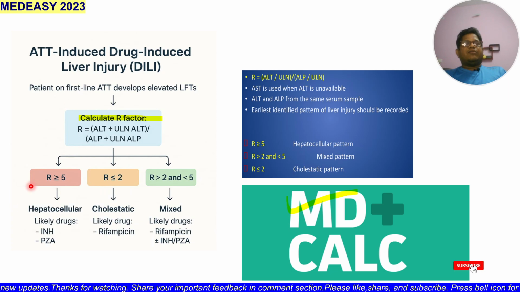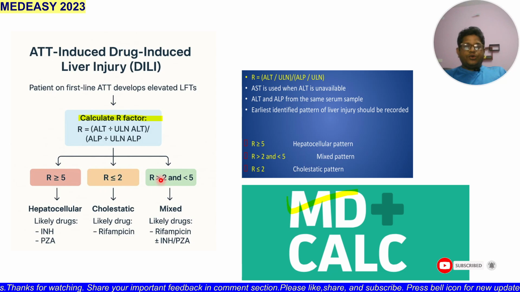So once you have calculated the R factor, it is divided into three groups. One, when the R factor is more than 2 and less than 5, it suggests mixed pattern, and in that situation the culprit drug for drug-induced hepatitis is likely Rifampicin, although it can also be Isoniazid and Pyrazinamide, but Rifampicin seems to be the most likely drug.